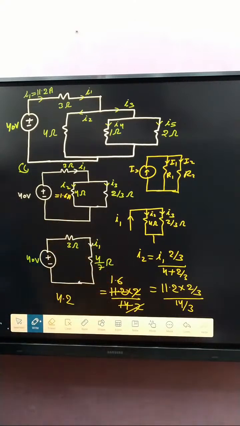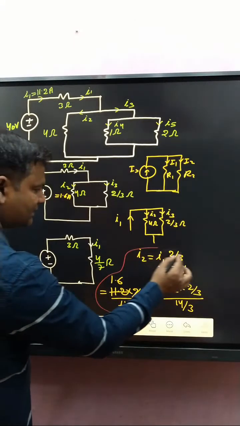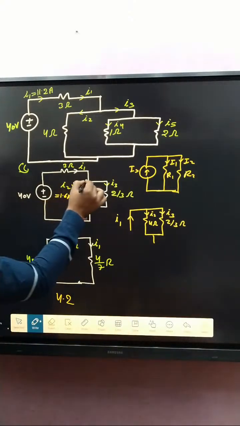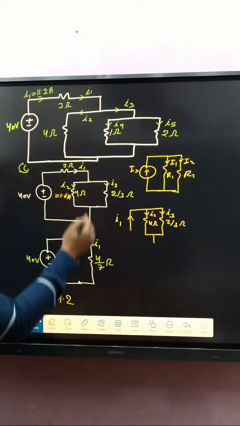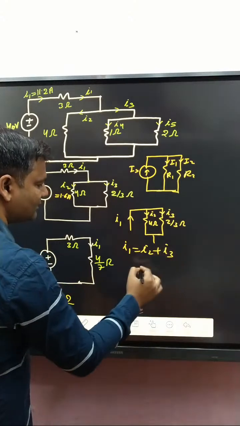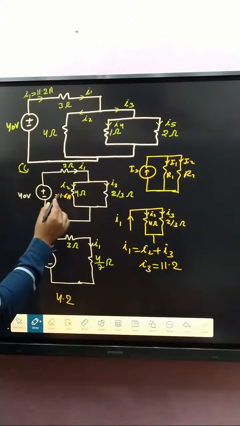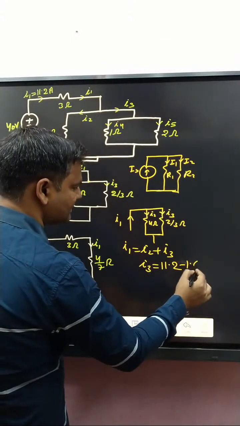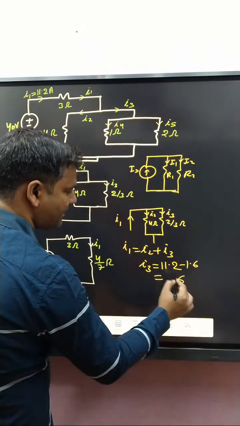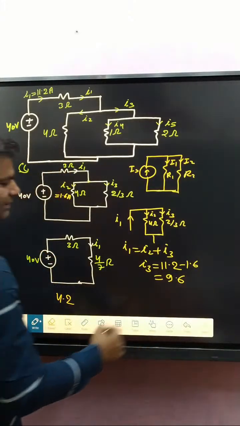How can you determine I3? I hope that one is clear. So we focus on I3. You can simply apply KCL here. If you apply KCL, I1 is equal to I2 plus I3. Then what about I3? I1 is 11.2 and I2 is 1.6, minus 1.6. Then how much? 12 minus 6, that is 6. 10 minus 1, 9. So that is 9.6 ampere.